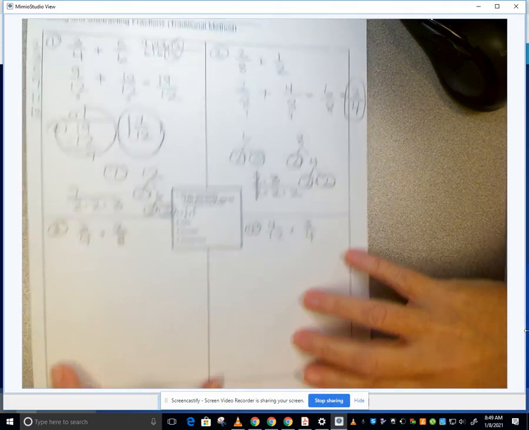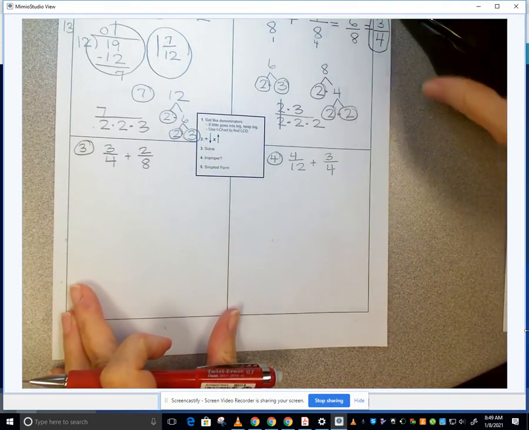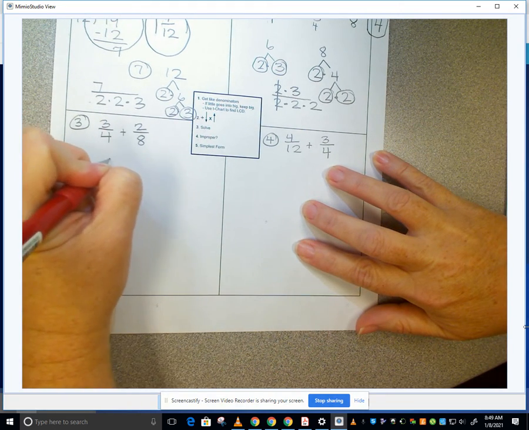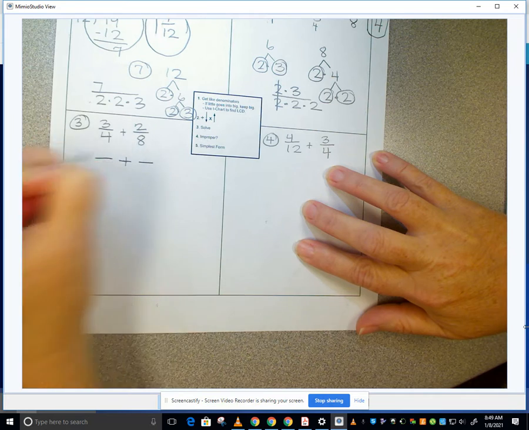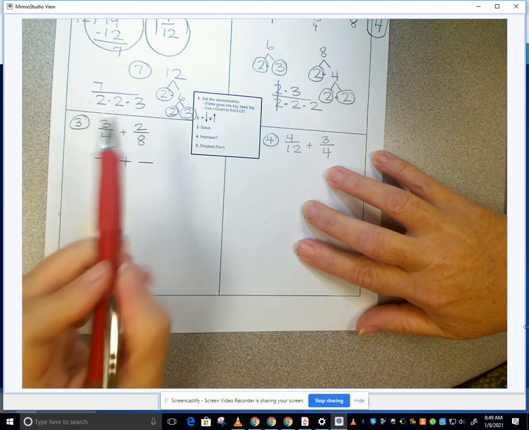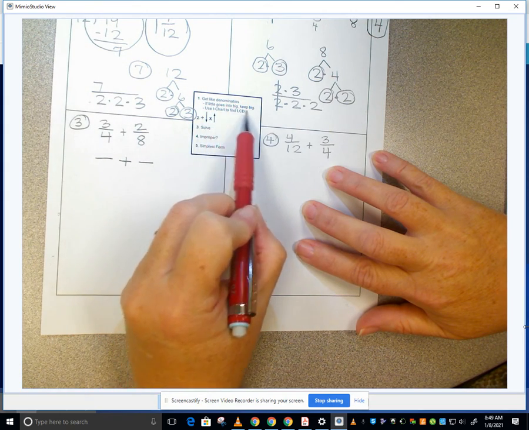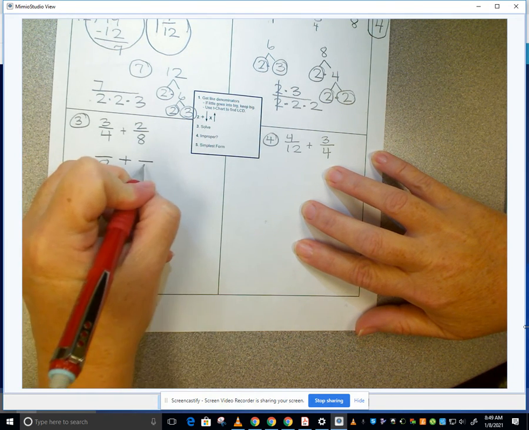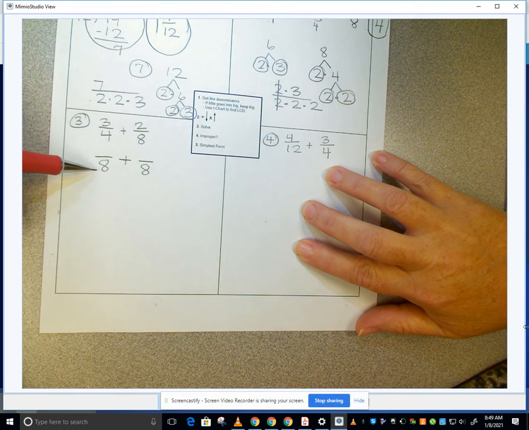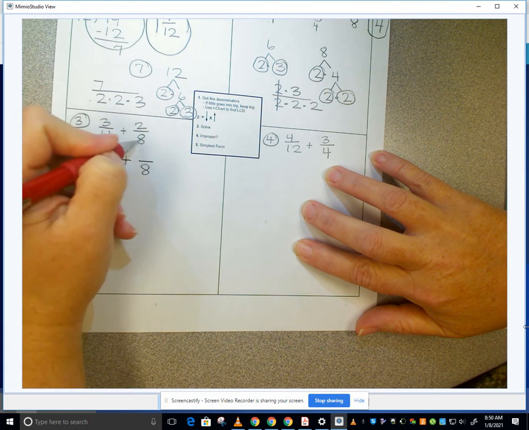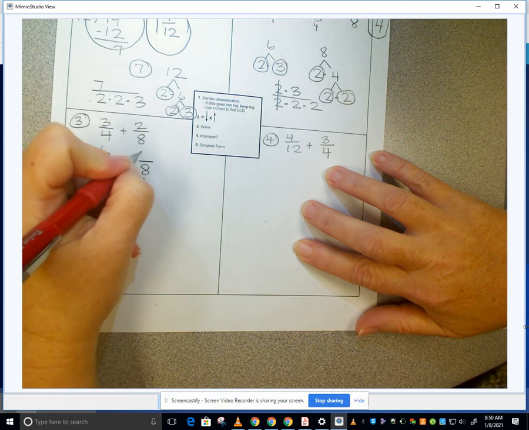All right, let's move on to number 3. We've got 3/4 plus 2/8. All right, I went ahead and set it up because I know I've got to get like denominators. If little goes into big, keep big. Oh, I'm in luck. 4 does go into 8, so I get to keep 8. Now I'm going to divide down, multiply up. 4 going into 8, 2 times. 2 times 3 is 6. 8 will go into 8 one time. 1 times 2 is 2.